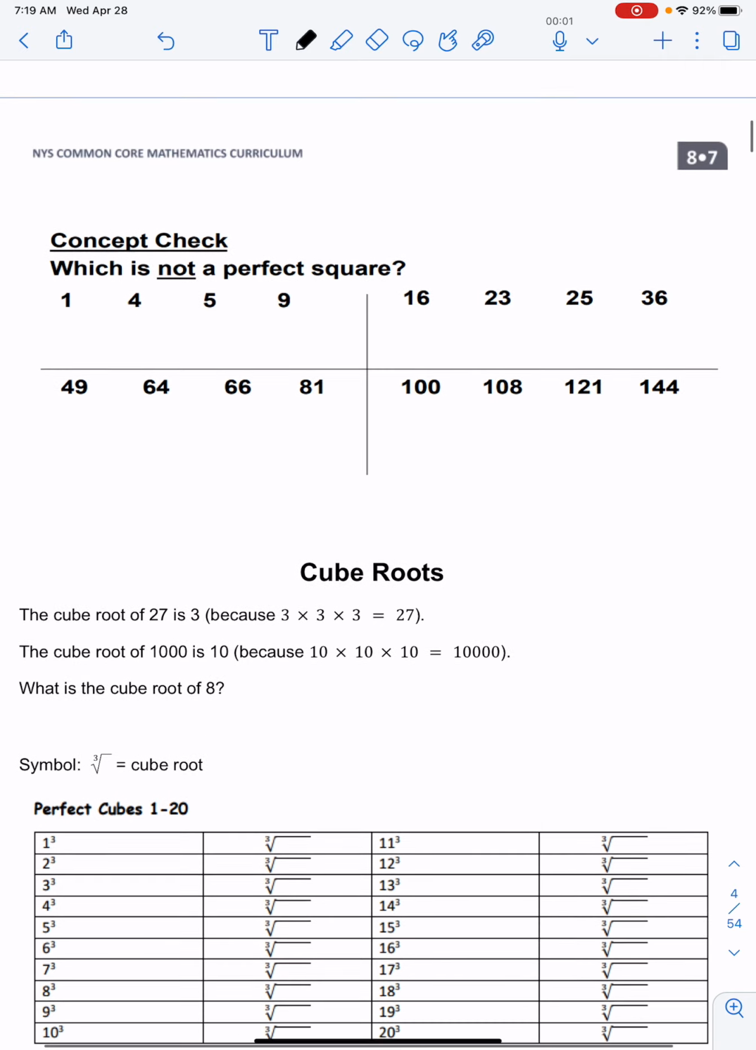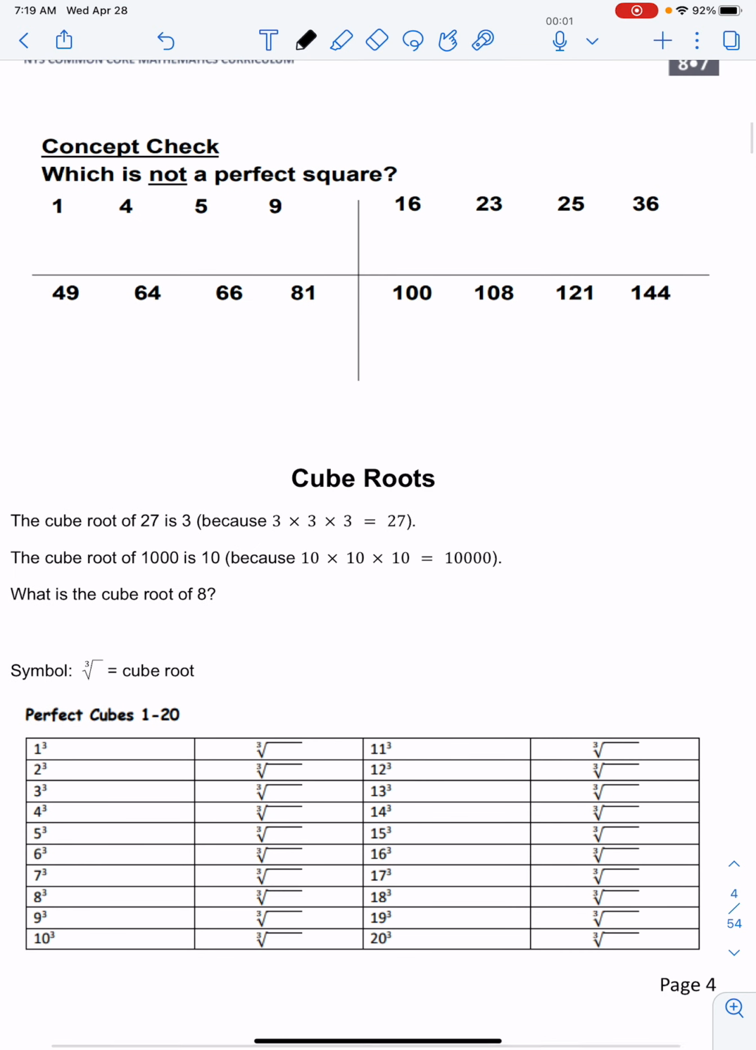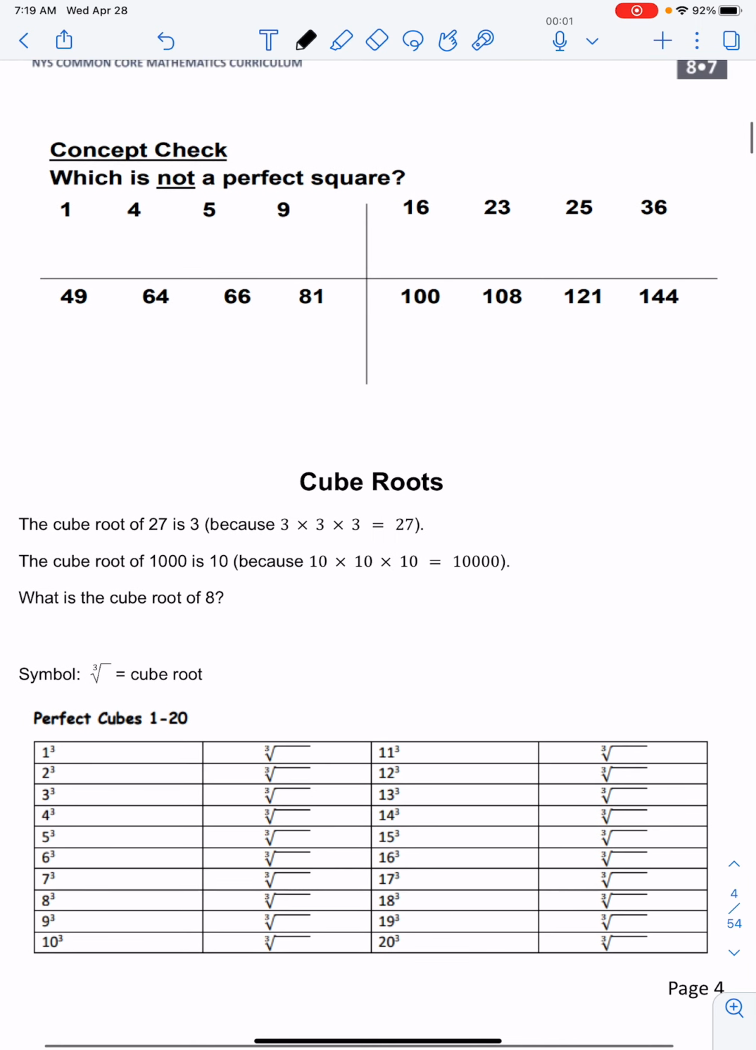So our concept check. Which are not perfect squares? Well, 1 is a perfect square, 4 is a perfect square, 5 is not, 9 is a perfect square, 16 is a perfect square, 23 is not, 25 is, 36 is, 49 is, 64 is, 66 is not, 81 is, 100 is, 108 is not, 121 is, and 144 is.